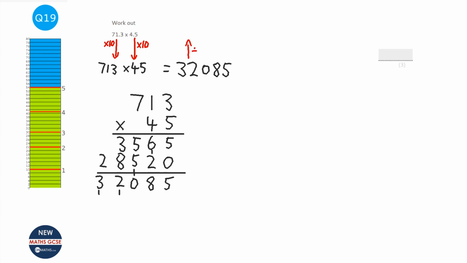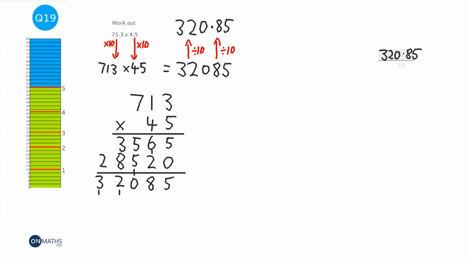We undo it by dividing it by 10 and then dividing it by 10 again. So in total we've divided it by 100. So it's going to be 32 with a 0 and then 0.85. So the answer is 320.85. And normally you can just check to see roughly whether that's right.